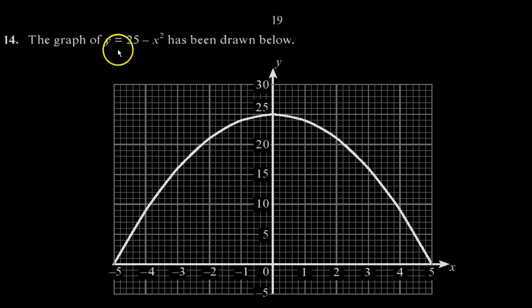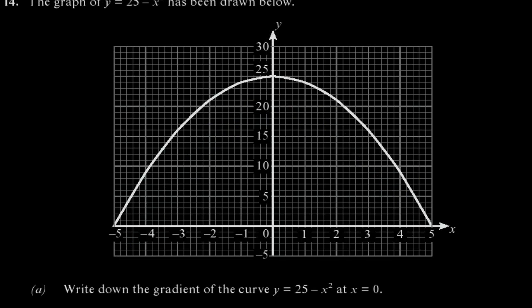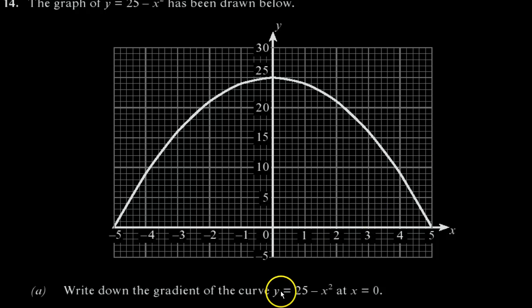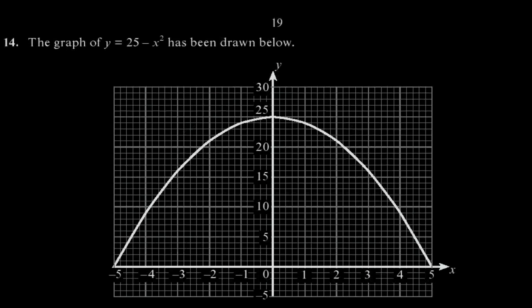The graph of y equals 25 minus x squared has been drawn below. Write down the gradient of the curve y equals 25 minus x squared at x equals 0. So let's draw in the gradient then, shall we? Use a straight line here.